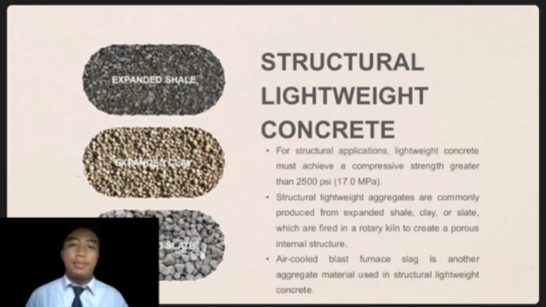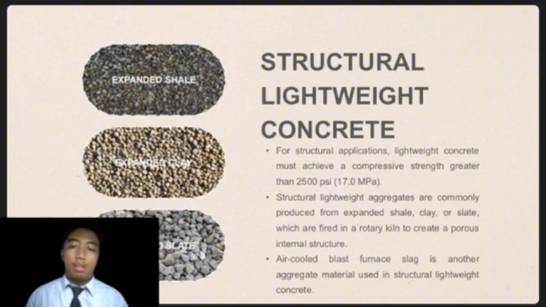Now, let's dig deeper into the specific types. First, we have structural lightweight concrete. There is a common misconception that lightweight means weak, but that is not the case here. For structural applications, this concrete must meet rigorous standards, achieving a compressive strength greater than 2500 psi. How do we achieve both lightness and strength?